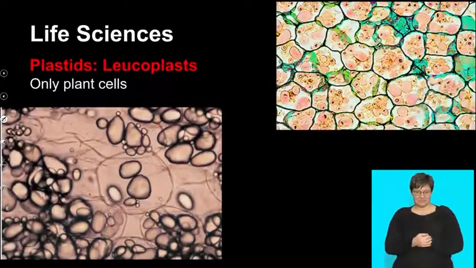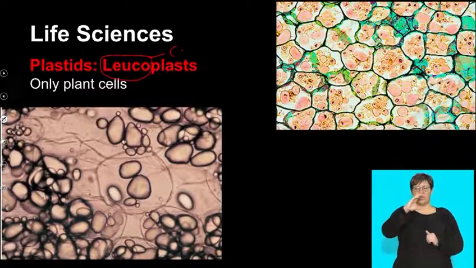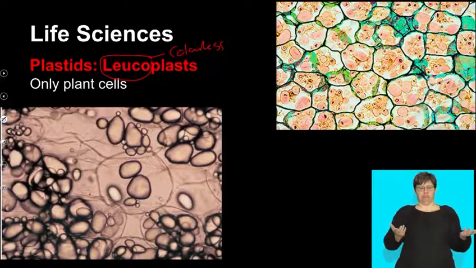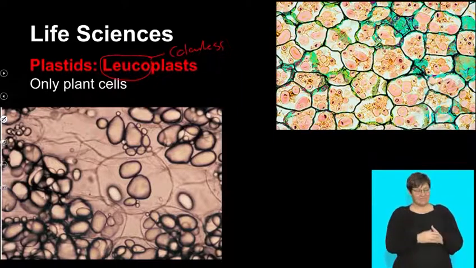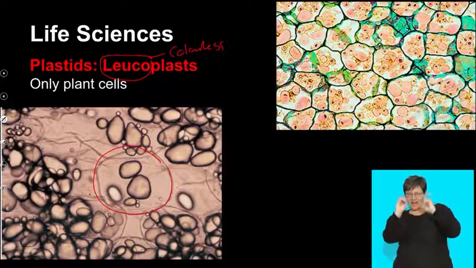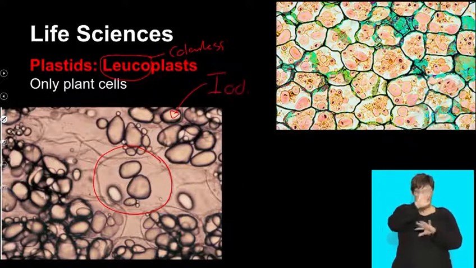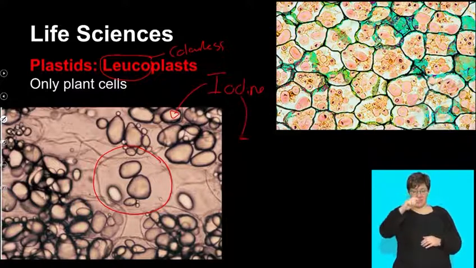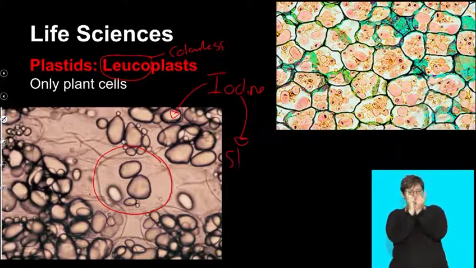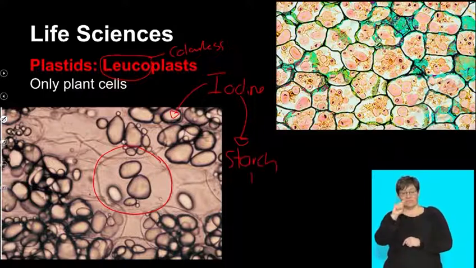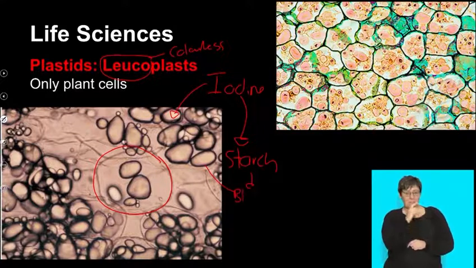Now, the last plastid we're going to look at is a leukoplast. Leuko means colorless. Now, as you can see there, you're saying, oh, that's not color. Yes, they are. If you have a look at these cells, they are colorless. But what we've done is we've used a stain. We have taken iodine solution and put a stain on. What color does iodine go if there is starch present? It goes a blue-black.